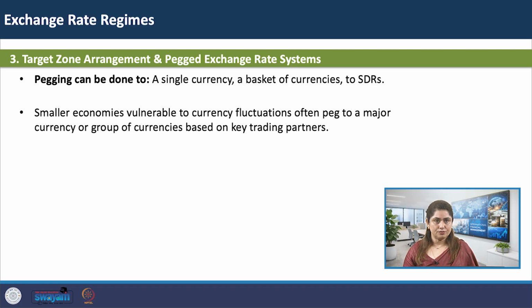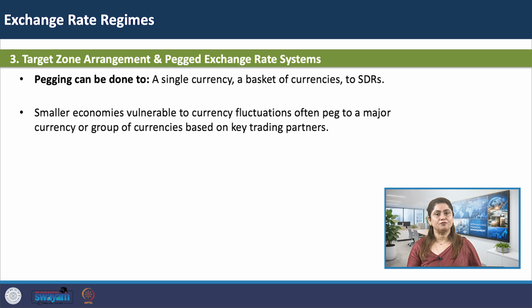What do countries peg to? When I say countries maintain a peg, I should clarify. They can peg to a single currency, usually the US dollar, a basket of currencies based on their major trading partners, or the SDR, the special drawing rights we discussed in the previous lecture. A small economy vulnerable to currency fluctuations often pegs to the currency of its largest trading partner. A Southeast Asian country might peg to the dollar. A country in Central Africa might peg to the euro.